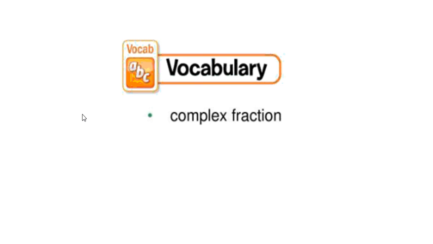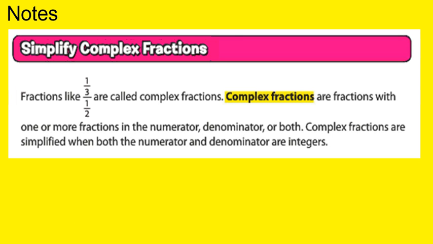The vocabulary you're going to need to know for today is complex fraction. Simplify complex fractions. Fractions like 1/3 over 1/2 are called complex fractions. Complex fractions are fractions with one or more fractions in the numerator, denominator, or both. Complex fractions are simplified when both the numerator and denominator are integers.